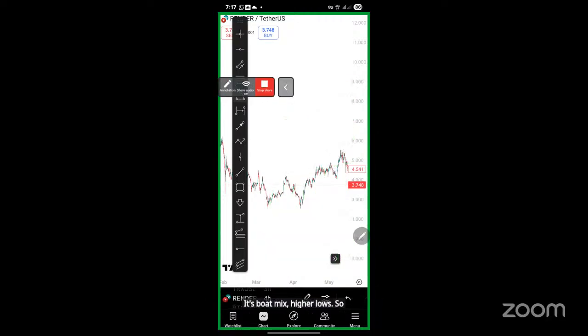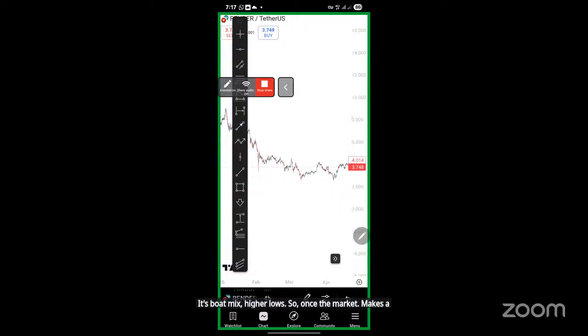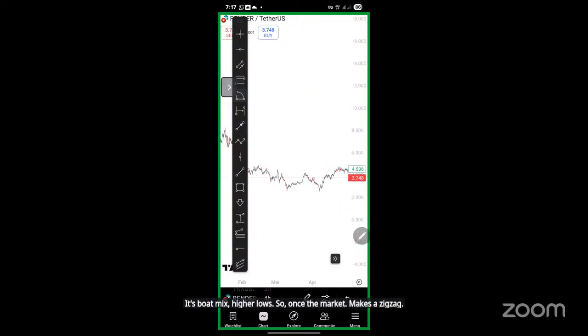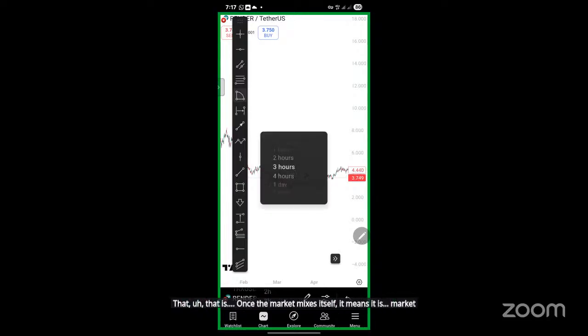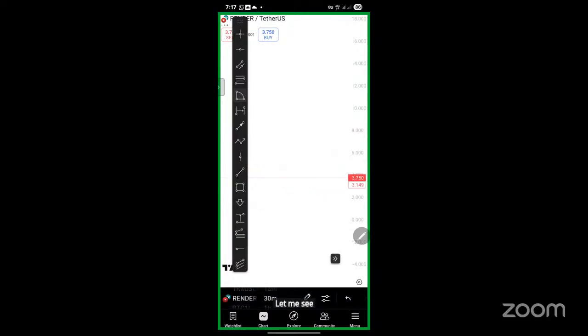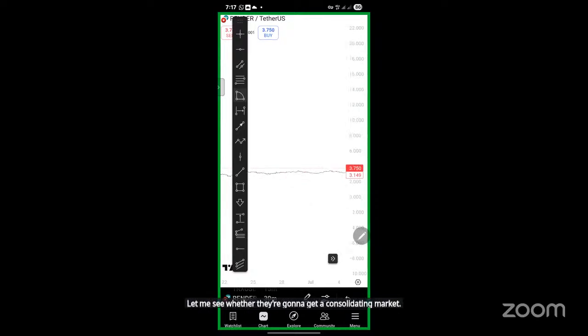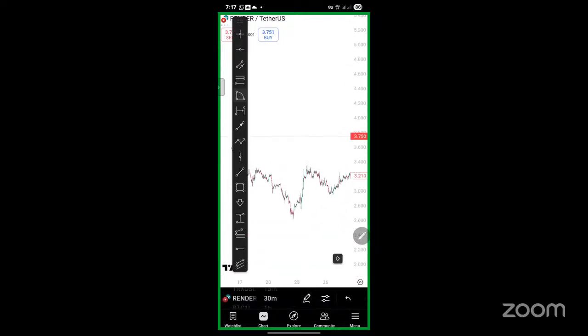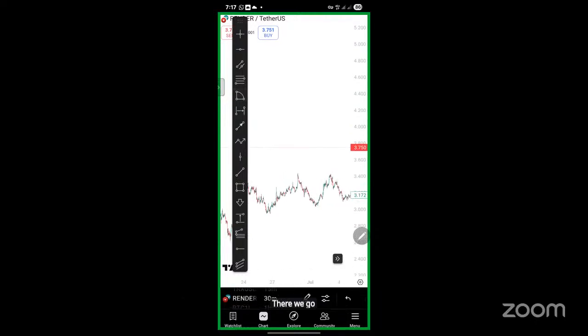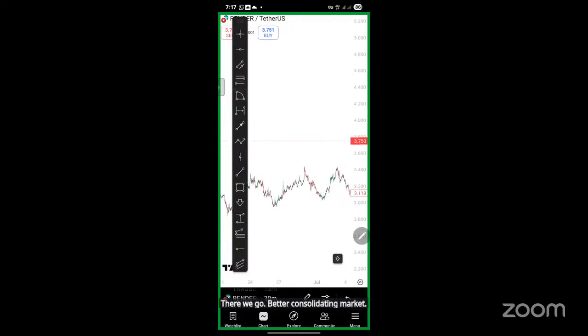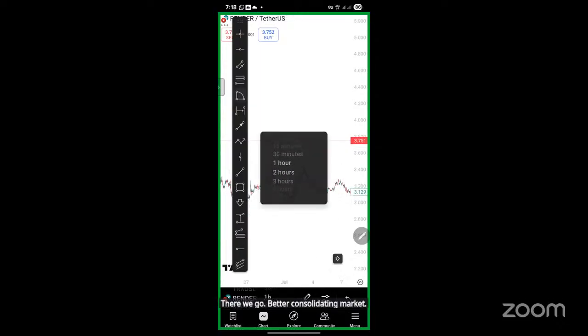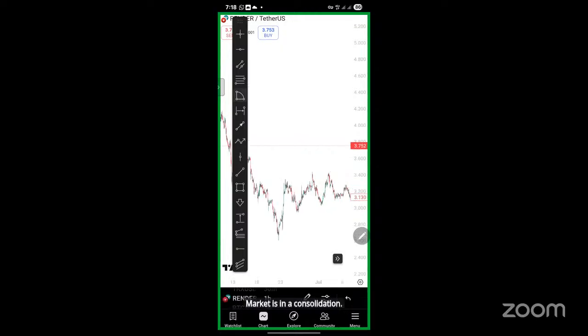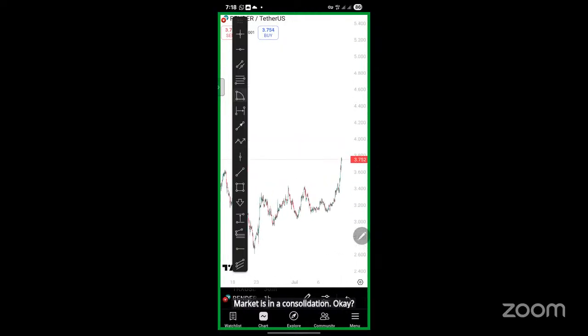So once the market makes a zigzag, it means market is consolidating. Let me see whether I can get a consolidating market. There we go. Market is in consolidation. Okay. You can see here.